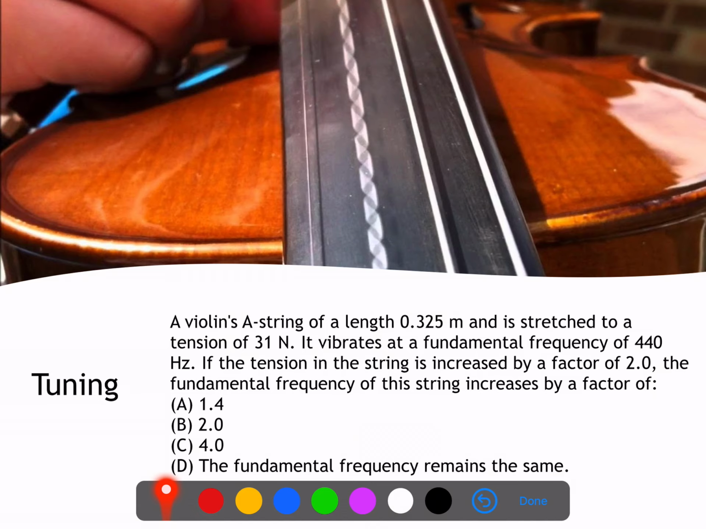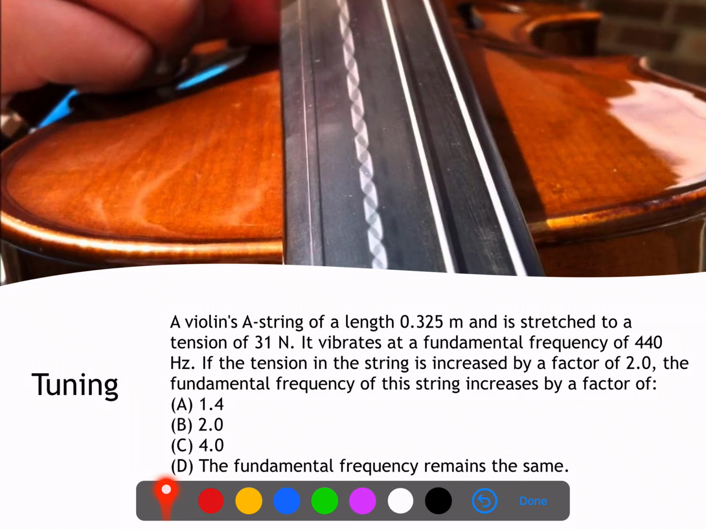So if we have a stringed instrument in which we need to fix and tune the pitch, we're usually dealing with this by the tuning pegs, which adjust the tension on the string. For example, a violin's A string, if it's in tune, should have a frequency of 440 hertz. In this example, if the string has this length, by what factor will the frequency change if I double the tension on the string?